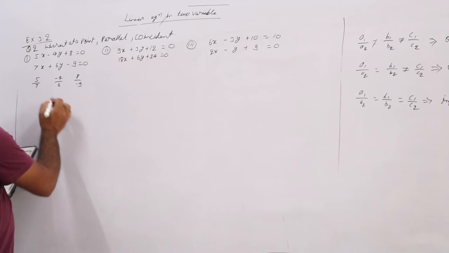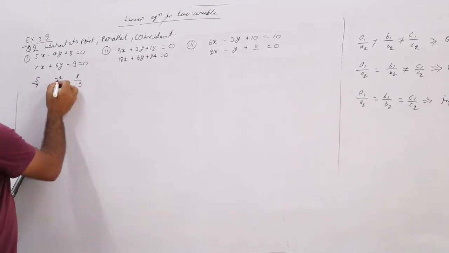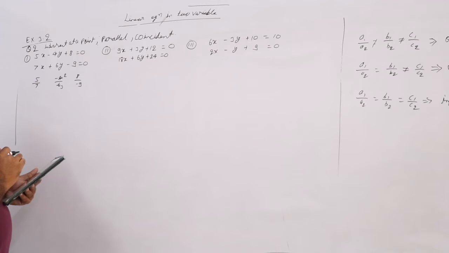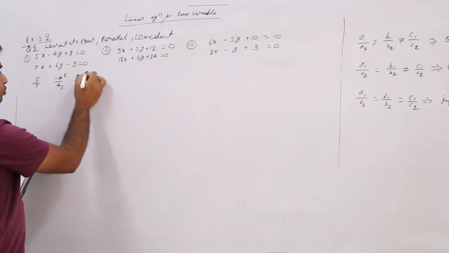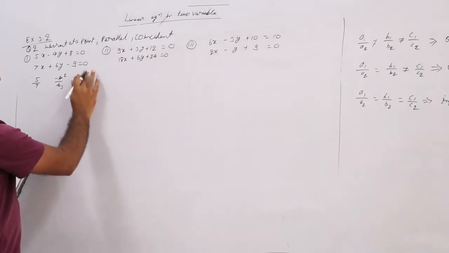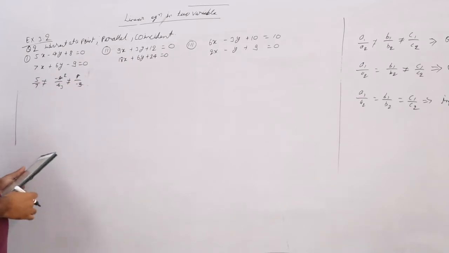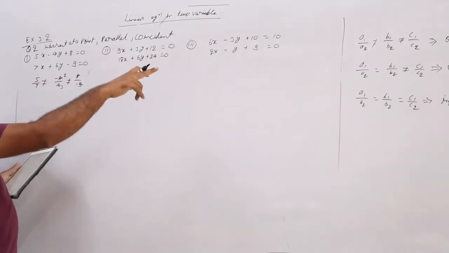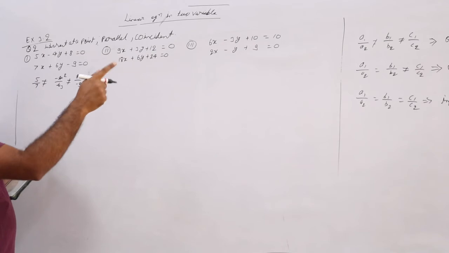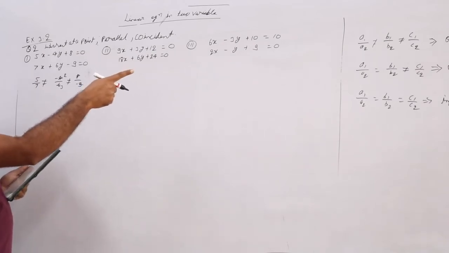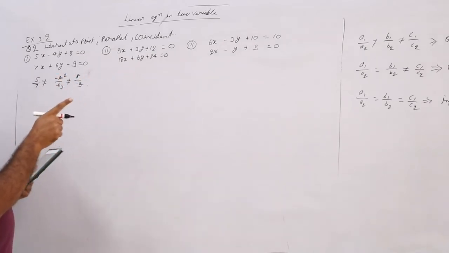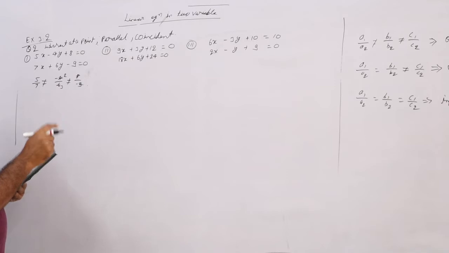See, this is 5 by 7. If you cut, 2 3s are 6, so this is minus 2 by 3, and this is 2 4s are 8, and we can't cut further. So these two are not equal and these two are also not equal. Not equal means which one: no solution or one solution? The first one means unique solution.